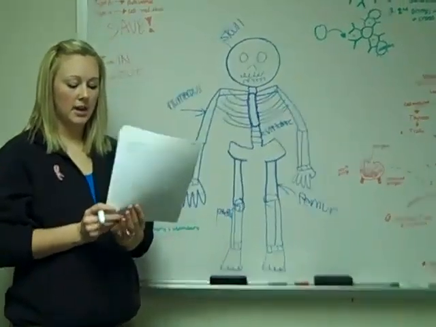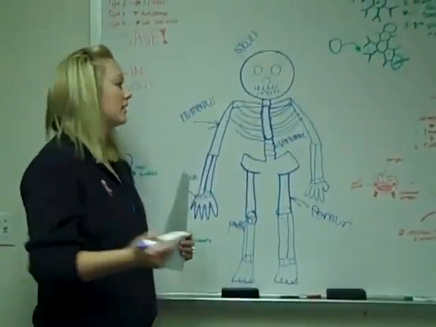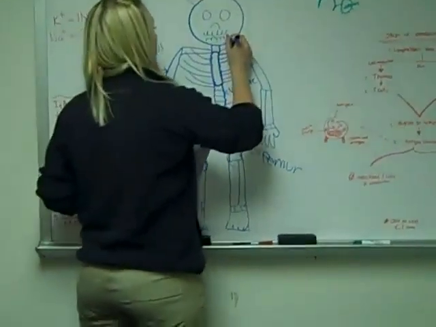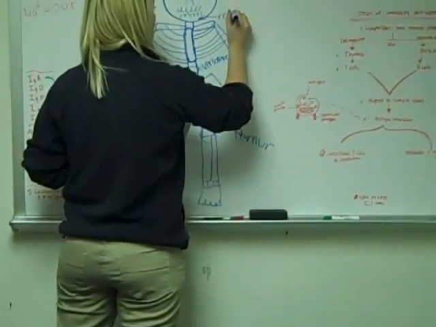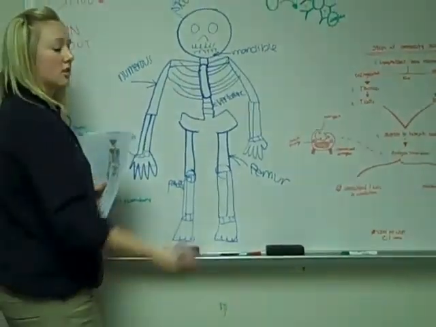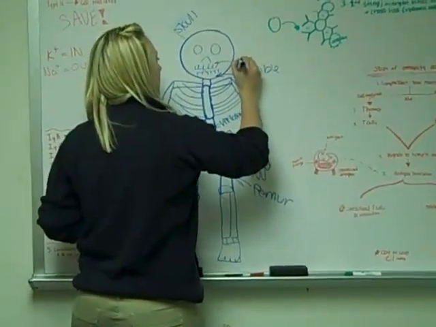Does anybody know where your mandible is? Jaw. Yes, is it the top part of your jaw or the bottom of your jaw? Bottom. Anybody know what the top part of your jaw is called? What's it start with? M. Mandible, and it's called your maxilla.